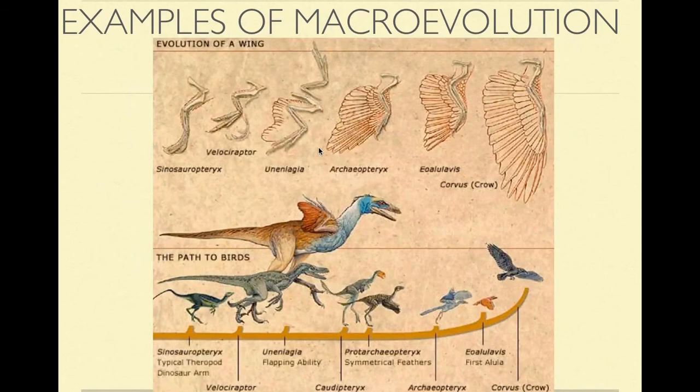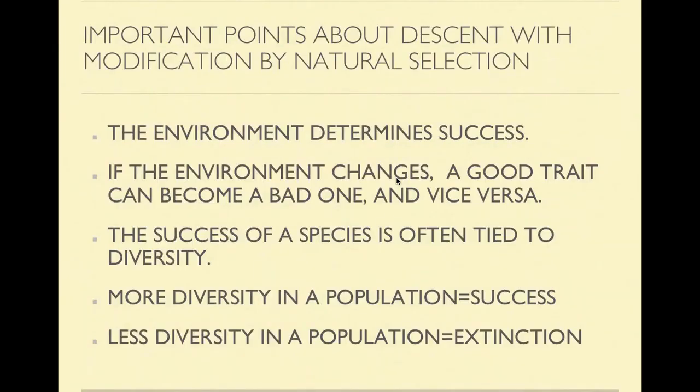And when we look again at the transition from theropod dinosaurs to modern day birds, there's wing evolution up on the top. Claws eventually got modified through selection, which claws are better for flying. And then now we have these tiny dinky wings with really, really big feathers that help things fly. So some of the important points here: the environment determines success. If the environment changes, a good trait could become a bad one, vice versa. The success of a species is often tied to diversity. If you have more diversity, you're more successful. If you have less diversity, there's a better chance you might go extinct.